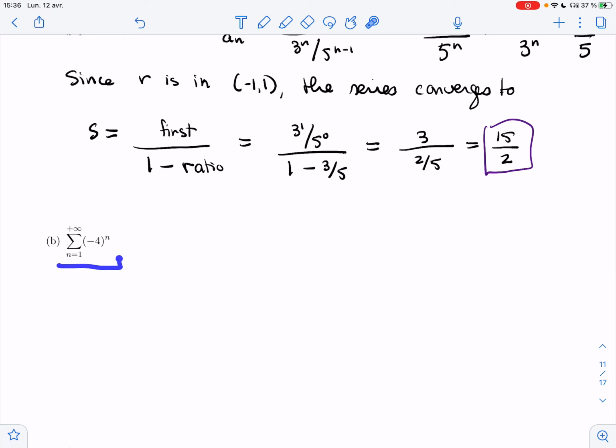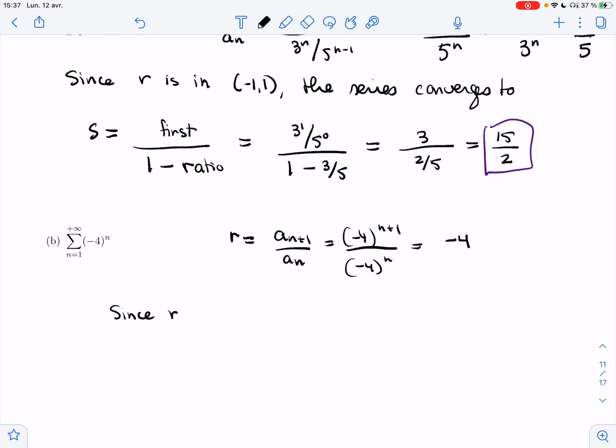All right, let's try the second example. I have a sum from n equals 1 to infinity of minus 4 to the n. So r is a_(n+1) over a_n. That's minus 4 to the n plus 1 over minus 4 to the n. I get minus 4. We've seen this a bunch of times. I don't know why I like minus 4 so much. I guess repetition here is not too bad. So I get minus 4. r is not in minus 1 to 1. The series diverges.